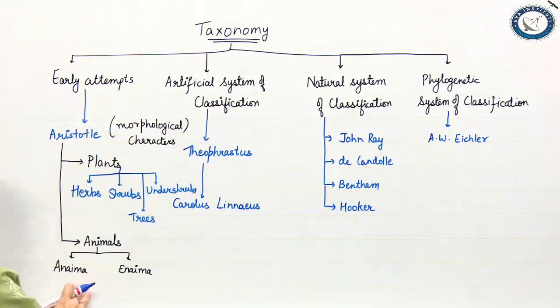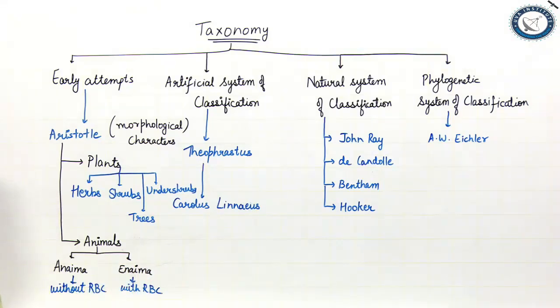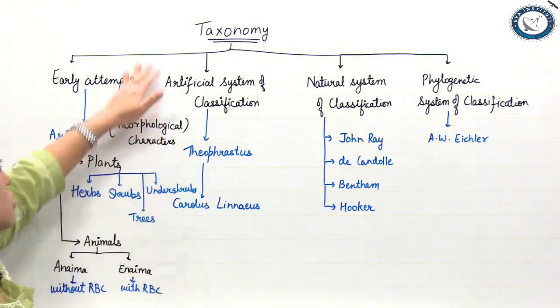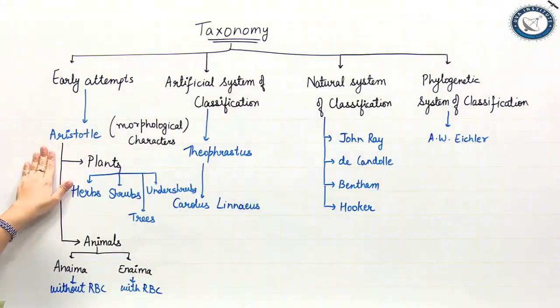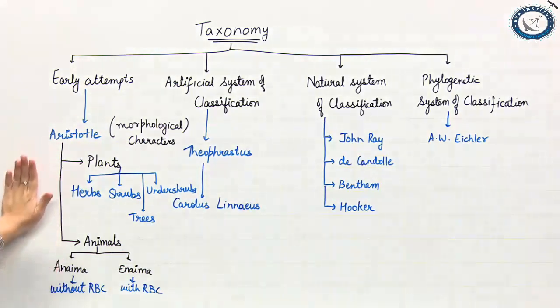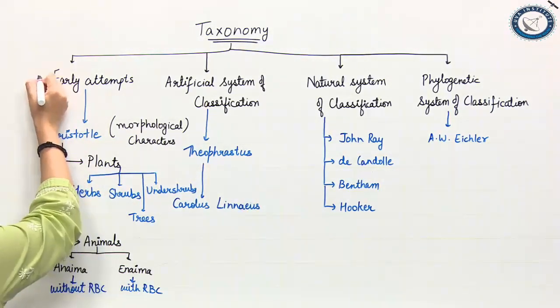He said there are two sets of differently structured animals. One is Anaima, the other one is Enaima. Anaima means without RBC, and Enaima means animals with RBC. So the person who actually started taxonomy, the father of taxonomy, is your Aristotle. Okay, so this is what we have done with Aristotle. This was your early attempt.